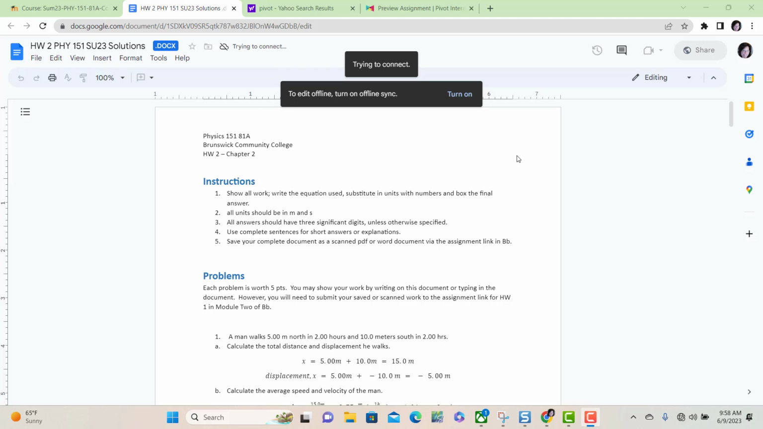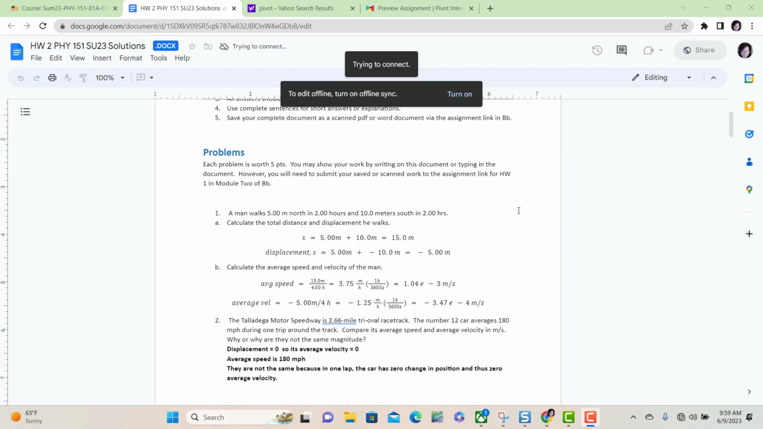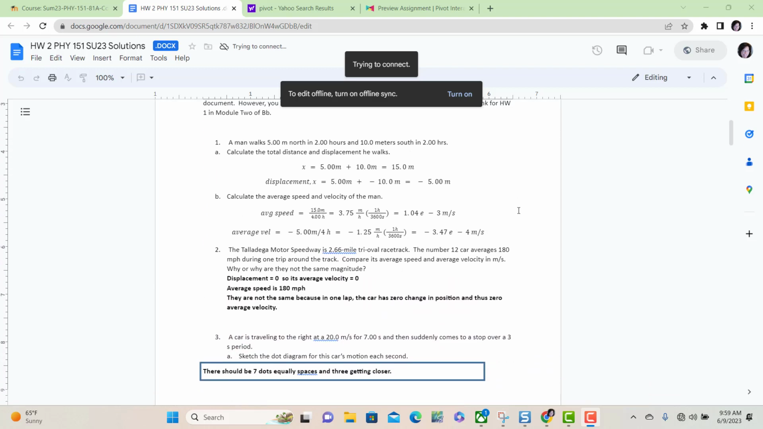Hi, I just wanted to give some feedback on your Module 2 assignments, and I wanted to talk about first the worksheet. So one thing I'm looking for is that you're doing a really good job showing your work. That means that any kinematics equations you use, I need to see them, and I need to see substitutions.